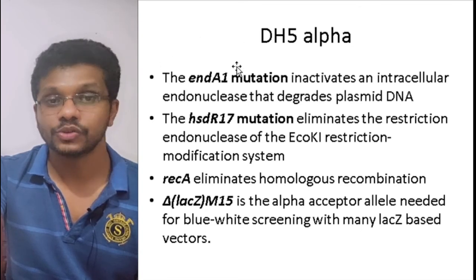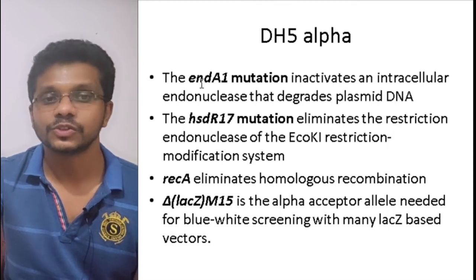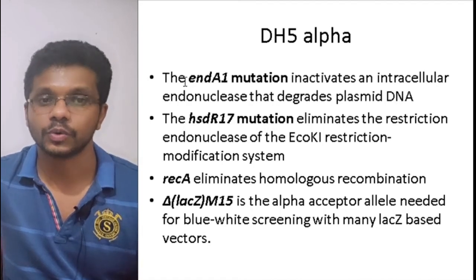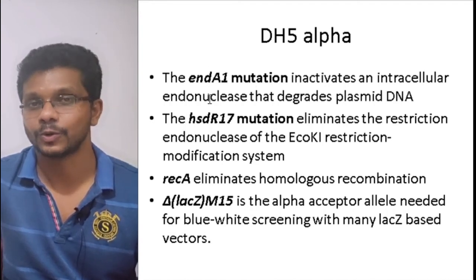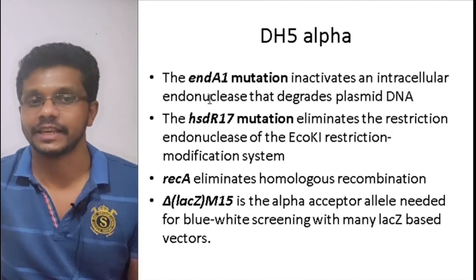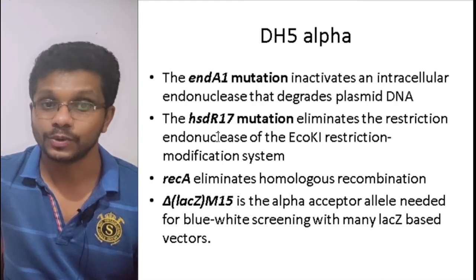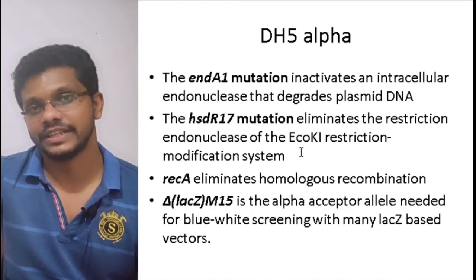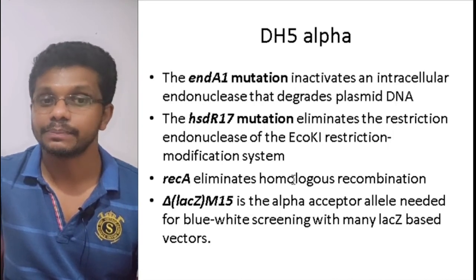So the features of DH5 alpha: they have three different mutations. These cells are made for a higher number of recombinants. The first mutation is the endA1 mutation. With this mutation the intracellular endonucleases are deactivated, so it does not cleave the incoming DNA. The second mutation is the hsdR17 mutation, which eliminates the endonucleases, including the EcoK1 restriction modification system. So our plasmid DNA does not get cleaved inside the cell. Finally, it has a recA elimination. It prevents homologous recombination.